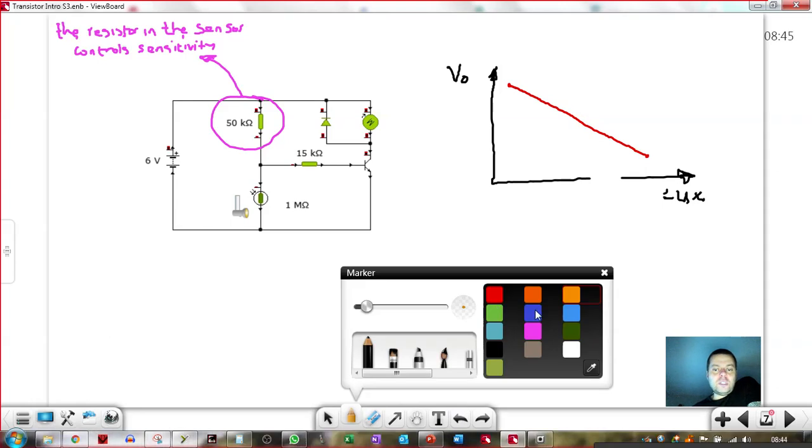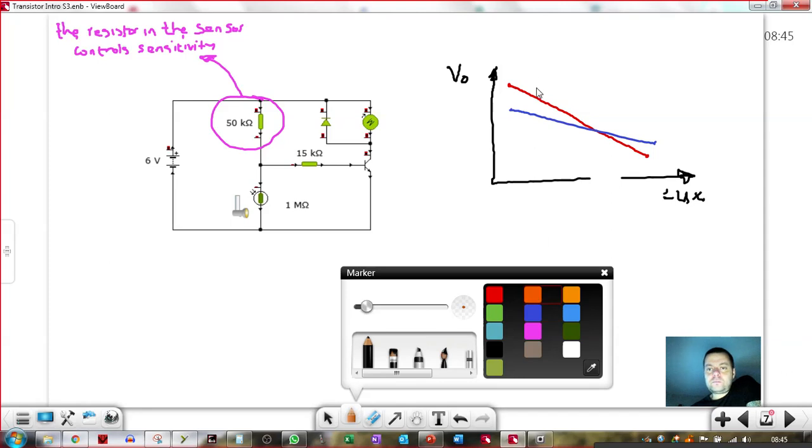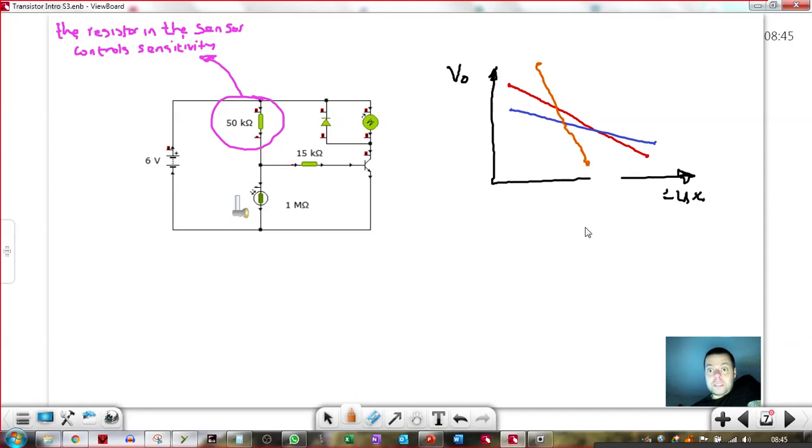Because it's the gradient going that way that tells us it's a darkness sensor, that means that that's also a darkness sensor. That's a different trace. What's the difference between these two? The difference between these is obviously the gradient of the line. In real terms, that's the sensitivity of the circuit. You can see that for the orange line, for a very, very small change in light level, you get a massive change in voltage. I don't know if you understand that.